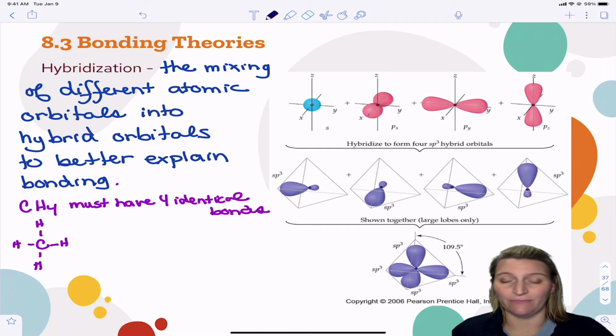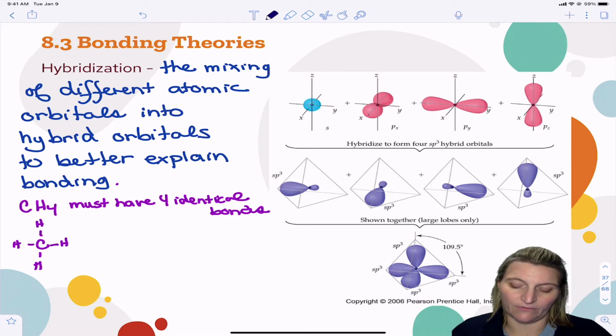That's methane. So CH4 is a very common molecule. It's what natural gas is. It's the most simple hydrocarbon. And we know that it has 4 identical carbon-hydrogen bonds that are exactly the same distance apart, that are indistinguishable from each other. When we take the bond energy of them, they're exactly the same.